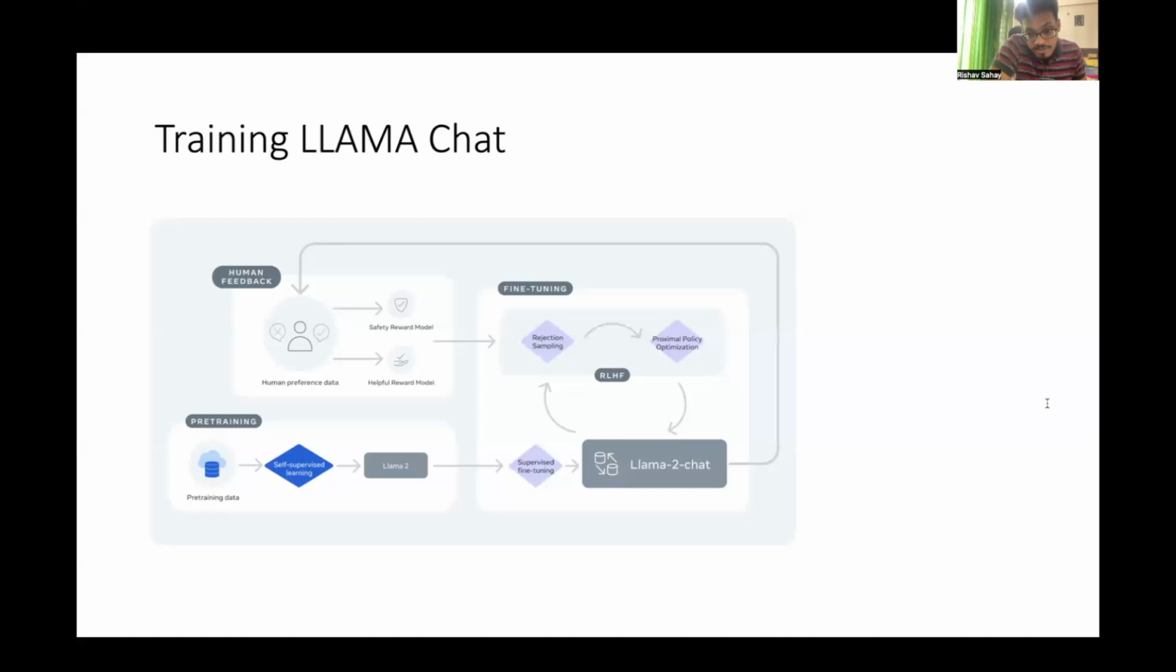The entire process forms a loop, with the final Llama 2 chat model potentially feeding back into the final rounds of human feedback and fine tuning. This comprehensive approach combines machine learning techniques with human input to create a chatbot that's both capable and aligned with human preferences for safety and helpfulness.